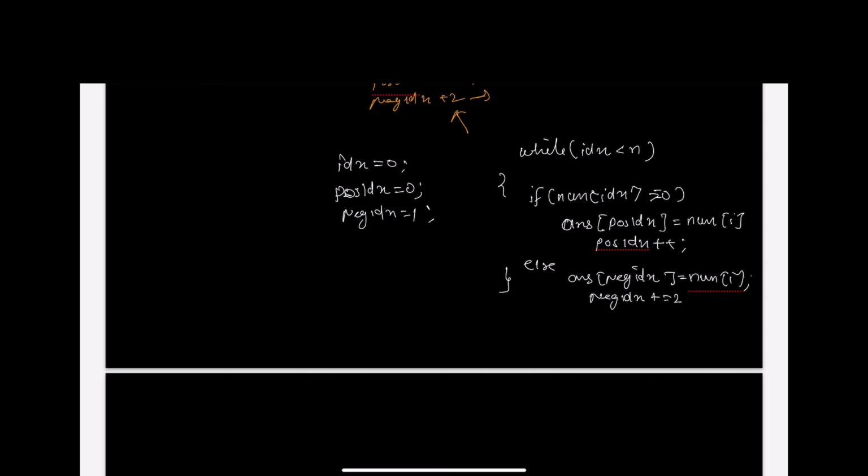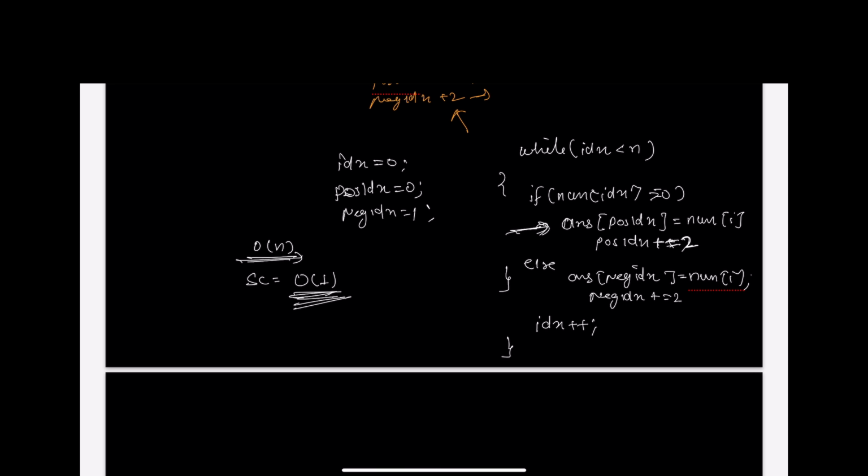So what is the time complexity of this solution? We iterate the array just once, so O of n is our time complexity. Space complexity is O of 1, because we are not using any extra space. We are using this answer array, but it is used only to store the values.